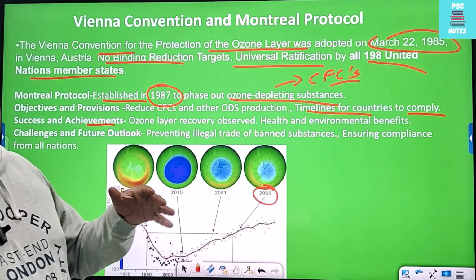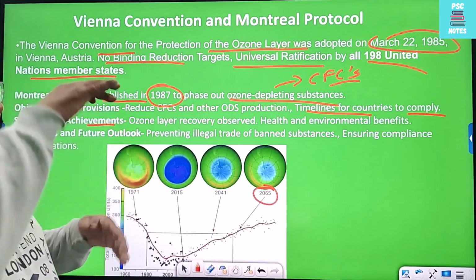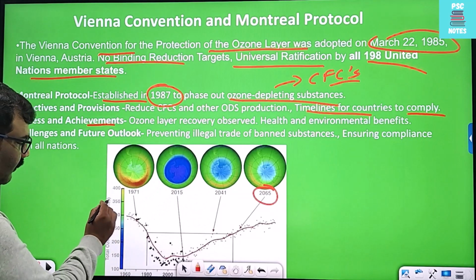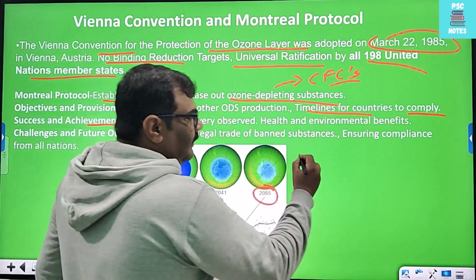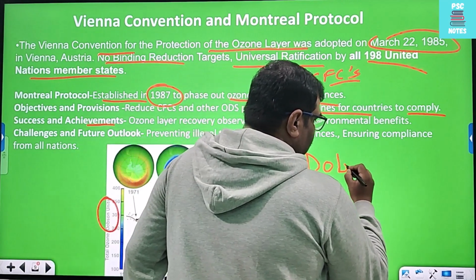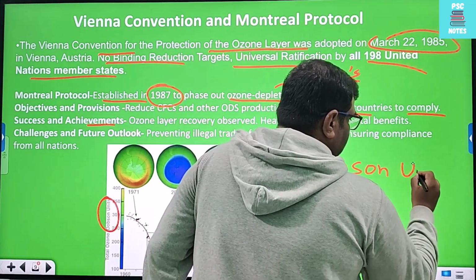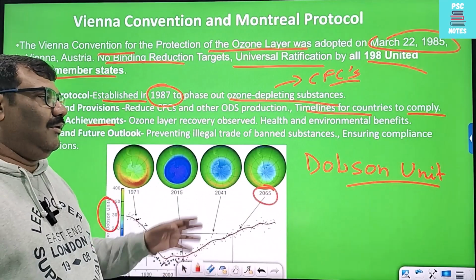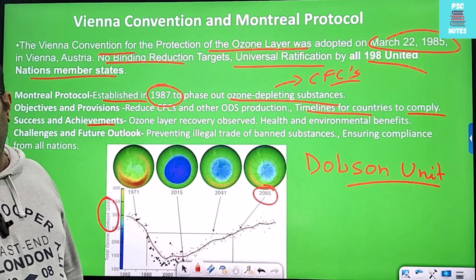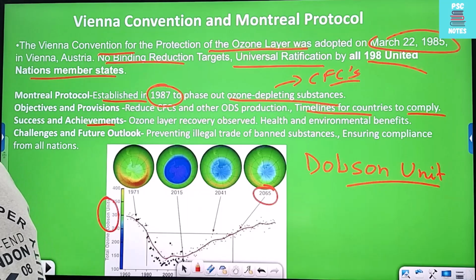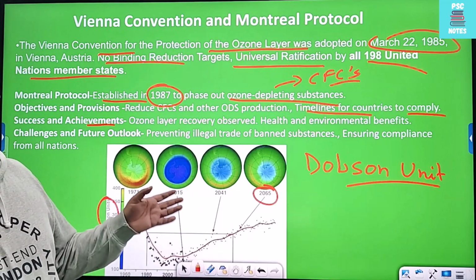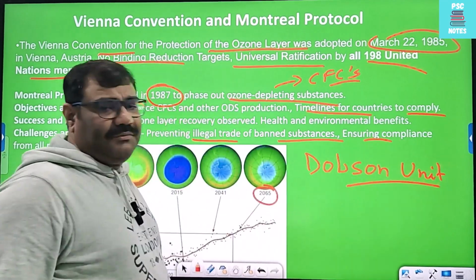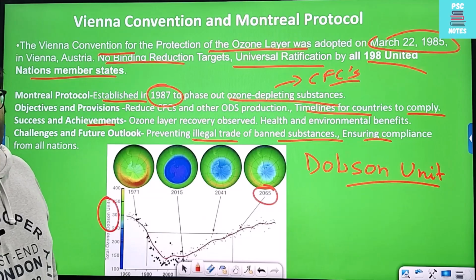How is ozone measured in the stratosphere? Ozone is measured with the help of the Dobson unit. In prelims they can ask what the measurement unit is. So the ozone measurement unit is the Dobson unit. There is illegal trade in the banned chlorofluorocarbons, so we must ensure compliance.